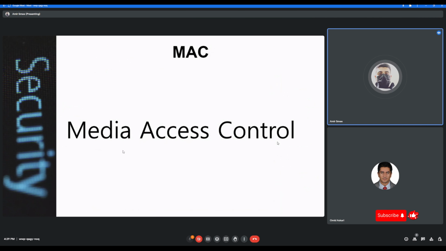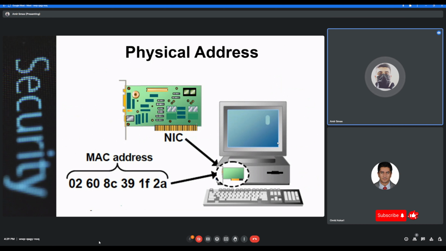MAC stands for Media Access Control. Each network card has a physical address written by the manufacturer. And when two computers in a local network or LAN want to talk to each other, they must have each other's physical address, or MAC address. What is the MAC structure?